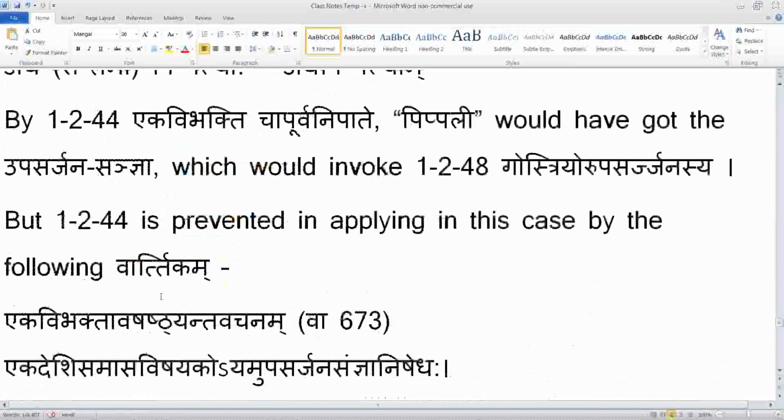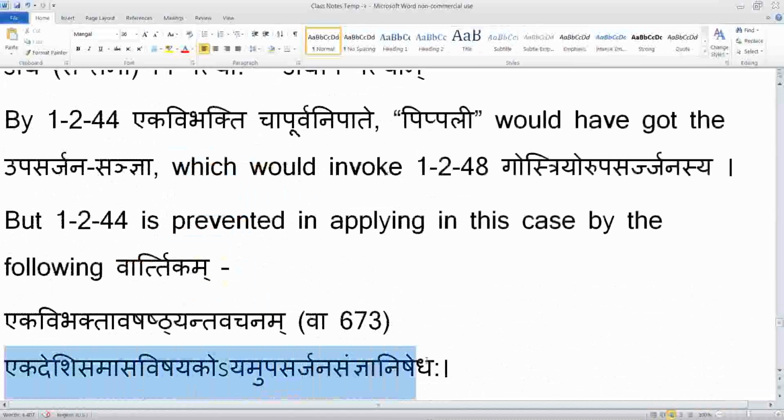In fact, it specifically means the ekadeshi samasa only. So, ekadeshi samasa vishayako ayam upasajana sanya nishedha. So, when you have this ekadeshi samasa like this, then that ekadeshi, which is the pippali, which would have started qualifying for upasajana sanya by 1-2-44, will not get it because of the vartikam ekavibhaktau ashashtyanta vachanam. So that ekavibhakti should not be shashtyanta. In fact, that specifically means for the ekadeshi samasa, that avayavi, that ekadeshi, will not be upasajana sanya. So therefore, we don't have to worry about this one.